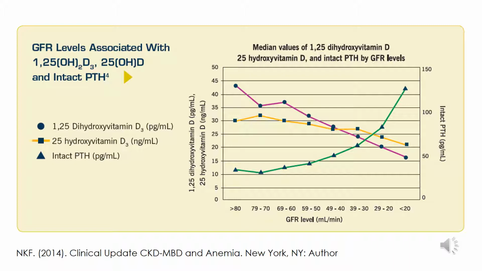So when you look at the markers for bone health, you can see from this graph that there's a steady decline of your vitamin D3. The dihydroxy vitamin D and the hydroxy vitamin D are a steady decline. You'll see an inverted relationship with your parathyroid hormone, especially as your GFR approaches 30. That seems to spike up pretty steadily.